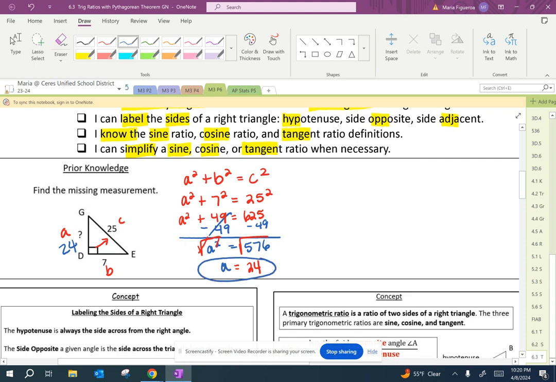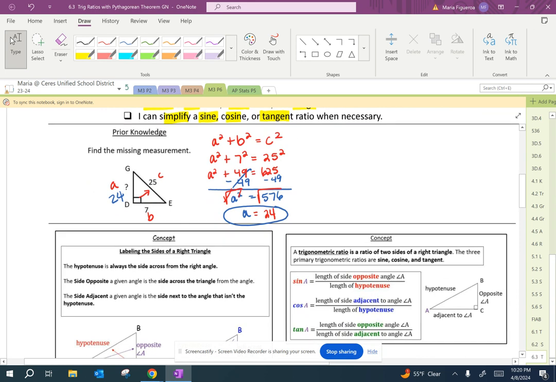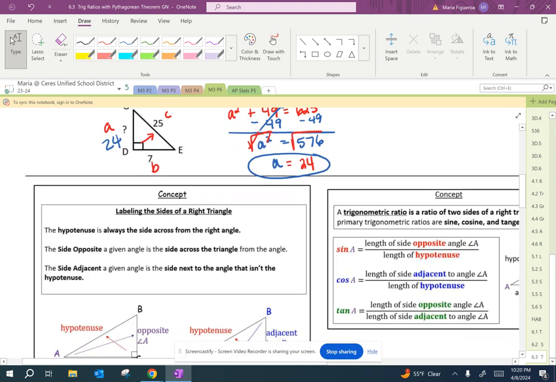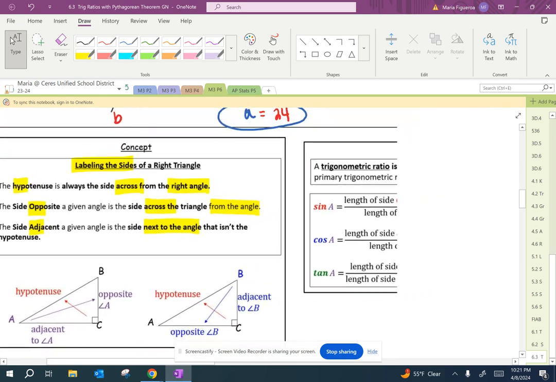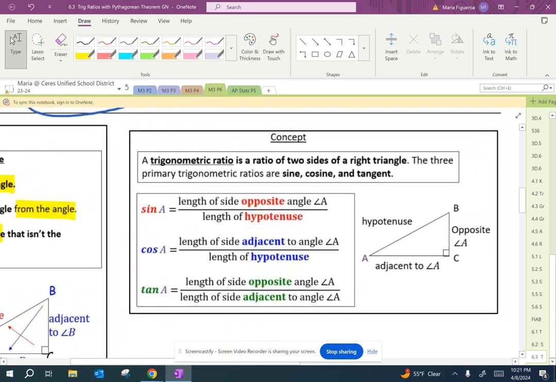In today's lesson, we're going to have to use sine, cosine, and tangent, but we're going to have a missing side. So we're going to have to use the Pythagorean theorem to find the missing side first, and then be able to label the sides of the triangle. The hypotenuse, if you recall, is always across from the right angle. The side opposite is the side across from the angle, and the side adjacent is the side next to the angle.